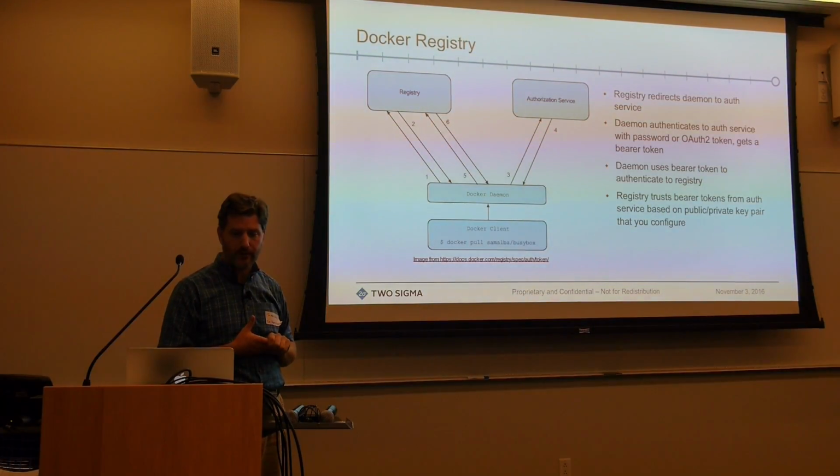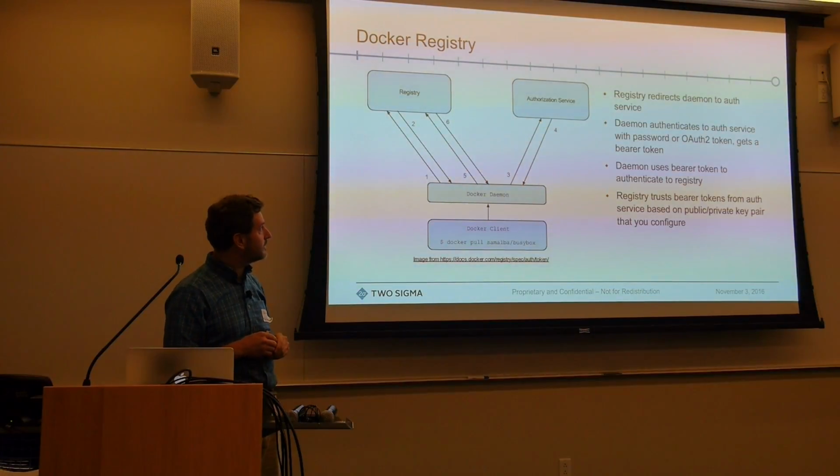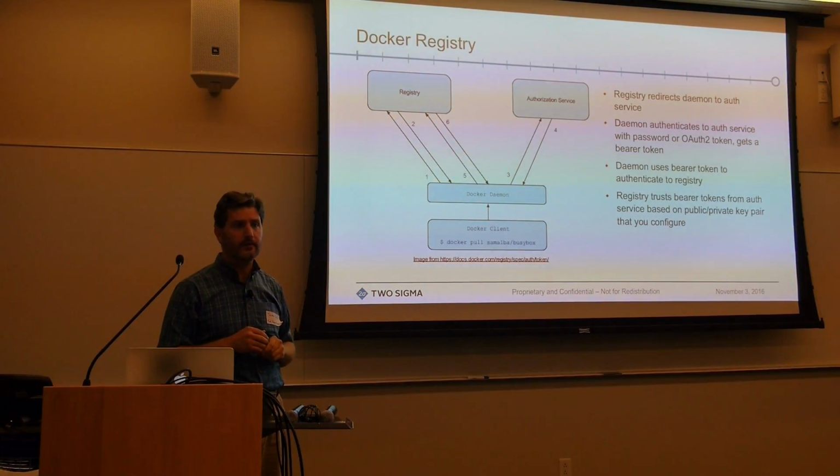A couple things of note here. One that I think is particularly interesting is that the registry and the auth service don't talk to each other. Notice that there's no communication between the two. The only way they communicate is through this redirect and the token. And the way that works is that they share a public-private key pair in the form of an SSL cert. So the authorization service signs the tokens that it generates with a private key, and the registry, when you configure it with an SSL cert that's the other half of that key pair, is able to verify that the tokens that it's being handed came from an approved auth service.